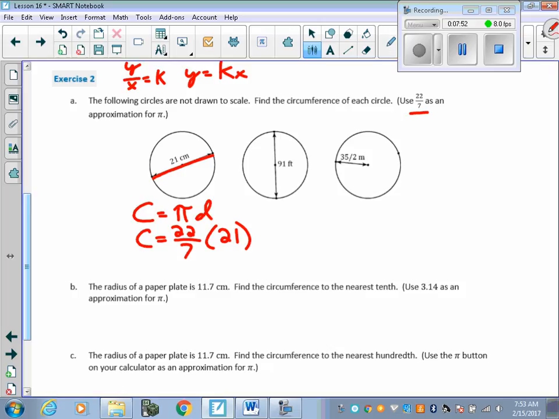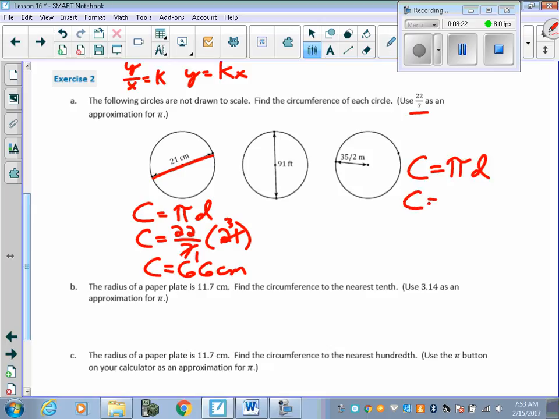Now, all you have to really do is multiply. Well, if you notice, you have the 7 on the bottom and the 21 on top. So we can cross off the 7 and put a 1 there, cross off the 21 and put a 3. And now it's just 22 times 3, which equals 66, and we will label it centimeters. Okay? And I'll do one more for you, and you will do the middle one. This one right here is c equals pi d. That's what we know so far.